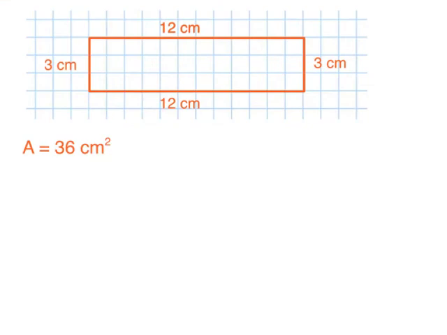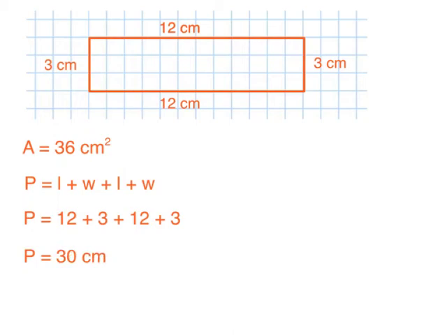So now that we've got our area of this rectangle of 36 square centimeters, we're going to work on figuring out the perimeter of this rectangle. So you can remember from the previous lesson that to get the perimeter, we add up all four sides. So length over here, plus width, plus length, plus width. So for this rectangle, we would add 12 plus 3 plus 12 plus 3, which is equal to 30. So our perimeter is 30 centimeters for this rectangle.